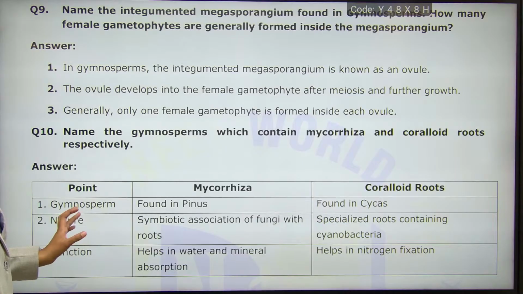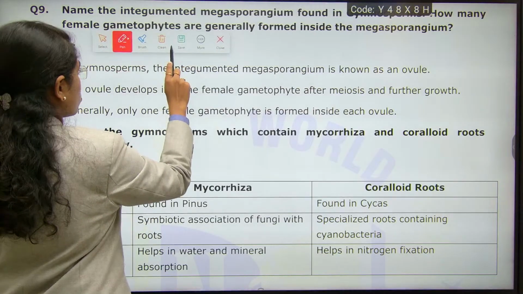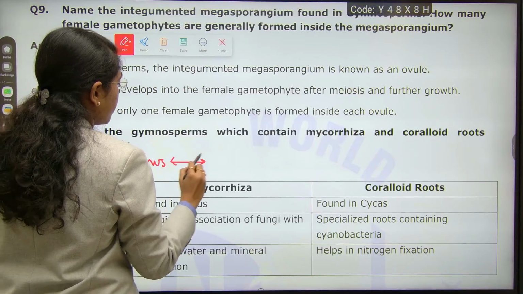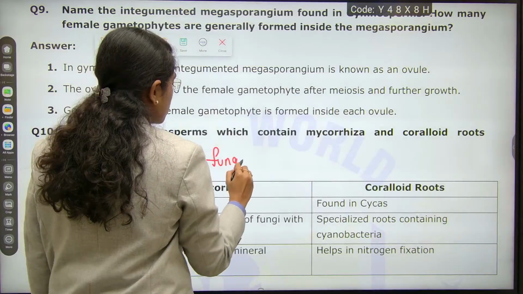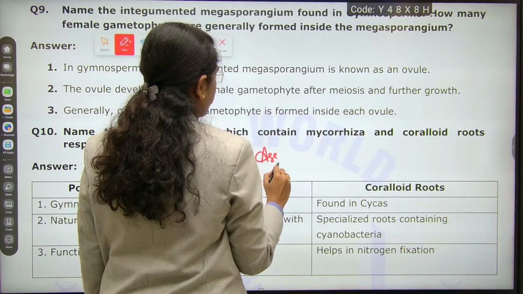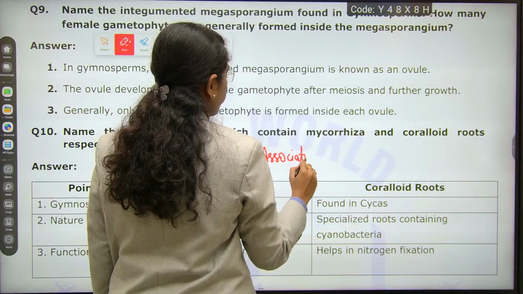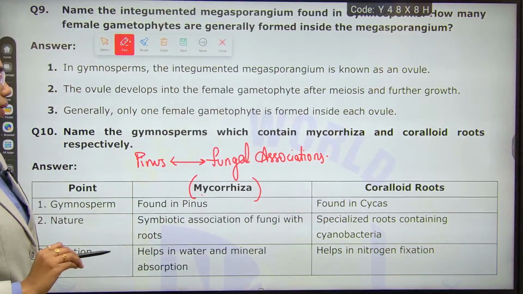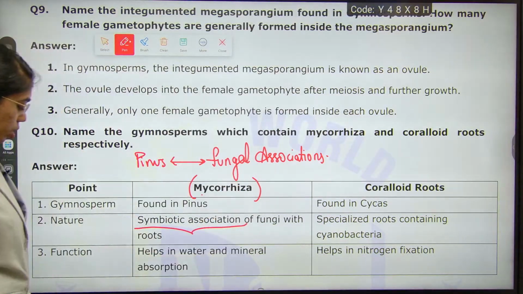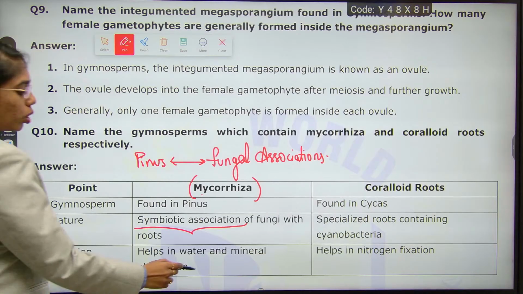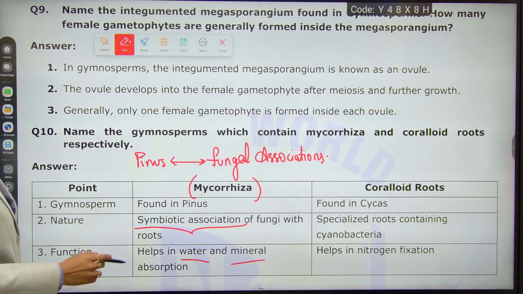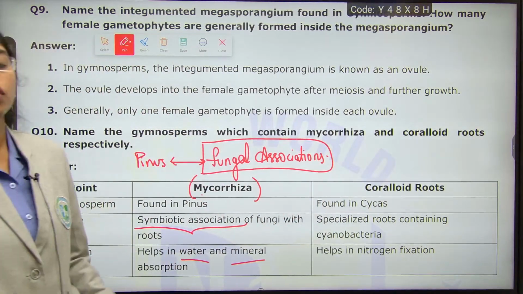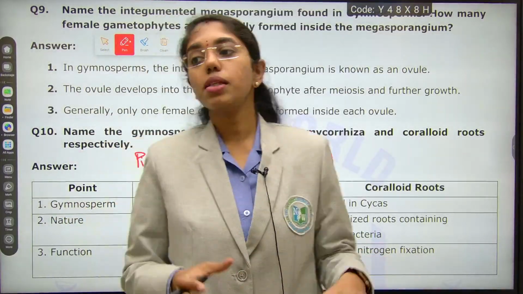Fine. Next, name the gymnosperms which contain mycorrhiza and coralloid roots. Pinus is the gymnosperm which has fungal associations. Okay, that association is known as mycorrhiza, which is a symbiotic association of the root system. This helps to absorb both water and mineral nutrients, and the fungal mycorrhiza will increase the surface area of the roots so that it can absorb maximum water and mineral nutrients.